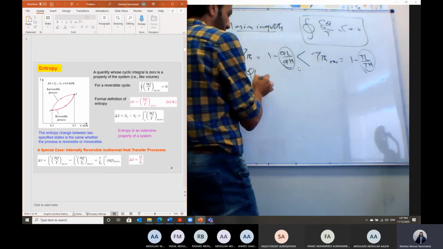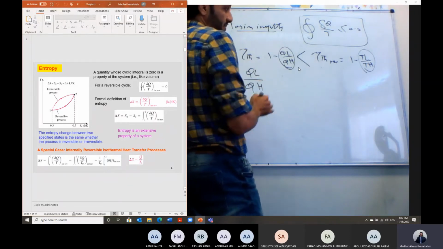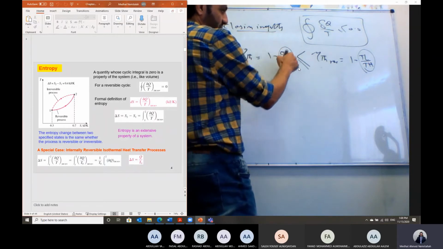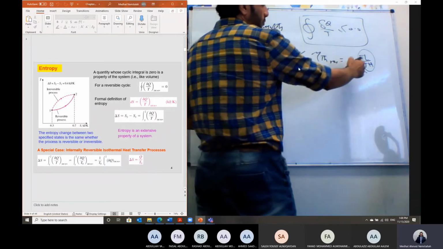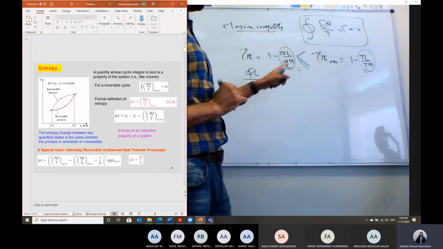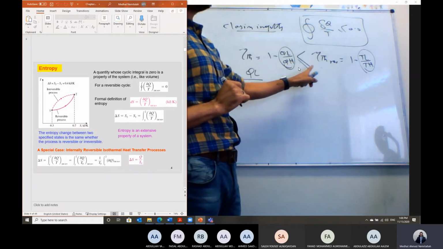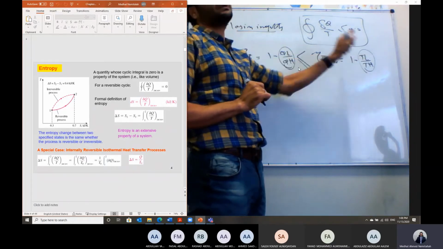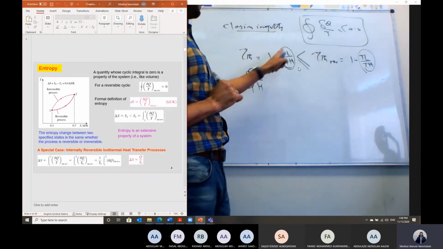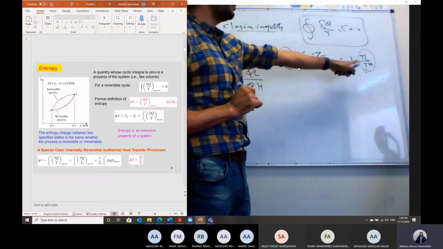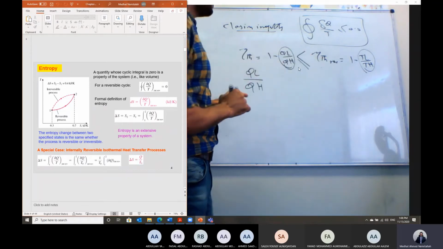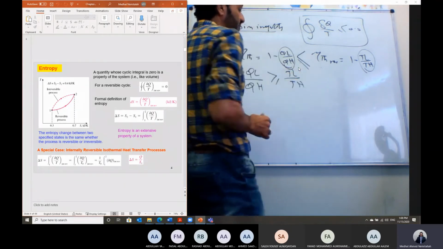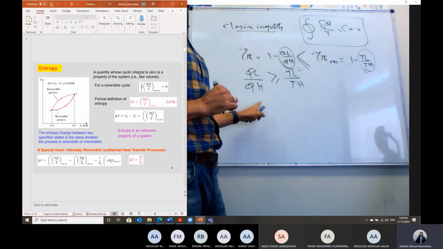And that means this term should be greater than this term in this case. So for a cycle we should have 1 minus Q low over Q high less than or equal to 1 minus T low over T high. When should they be equal, guys? When the system is working on a Carnot cycle. In this case, Q low over Q high should be the same as T low over T high. But in this case, to have this term less than or equal to this term, that means Q low over Q high should be greater than or equal to T low divided by T high. Is that correct, guys?